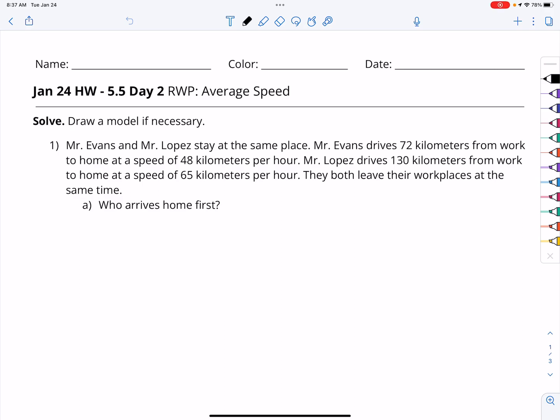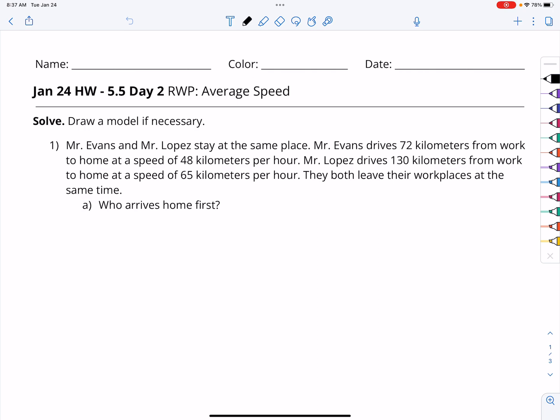Welcome back to yet another homework solution video, this time for Chapter 5, Lesson 5, Day 2, Real-World Problems with Average Speed. So again, with these problems, doing a quick little sketch is a real great way to organize the information. And often with these problems, there's a couple steps that you need to follow before you can do your final calculation to get your answer.